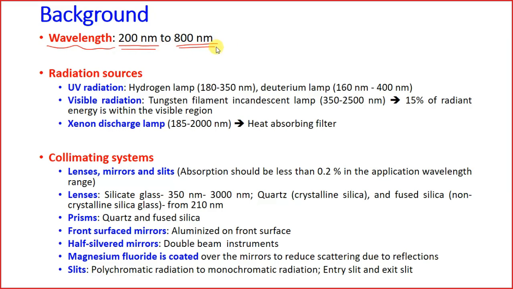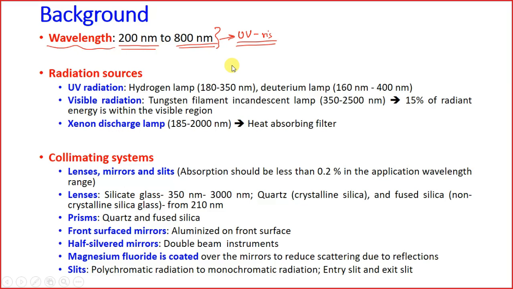So if someone asks you to do a UV visible scanning of the samples, that means you have to do the scanning in the range of 200 nanometer to 800 nanometer, and it covers the whole of the UV and the visible spectrum.